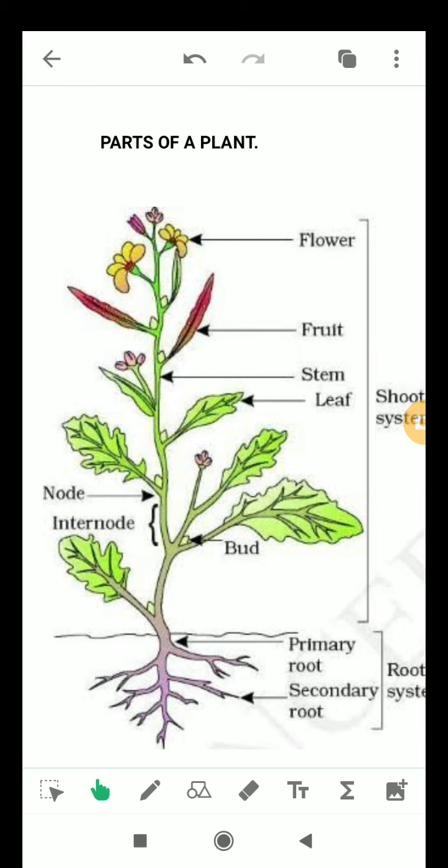I hope it is clear to you all about the parts of a plant and the classification or categories of plants. In our next class, we will know about the root system and shoot system.